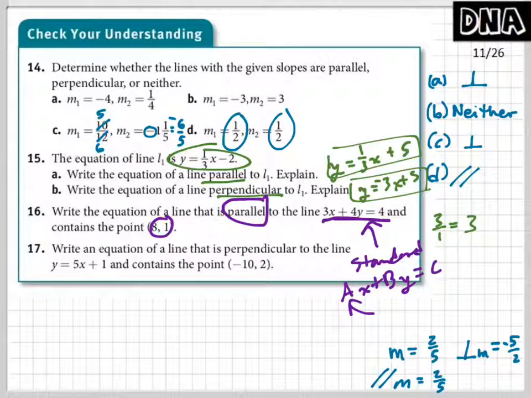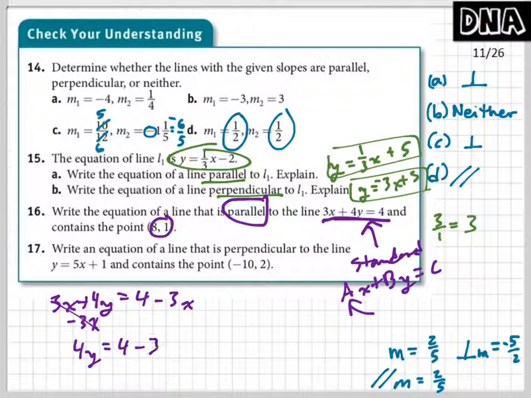So we're going to write down 3x plus 4y equals 4. We got to get the y alone, so I'm going to subtract 3x first. We have 4y equals 4 minus 3x. Now how am I going to get rid of that 4? Divide by 4, so I get y equals, what's 4 divided by 4? 1. And what's negative 3 divided by 4? Negative 3 over 4x. So what's my slope? The slope is negative 3 over 4.